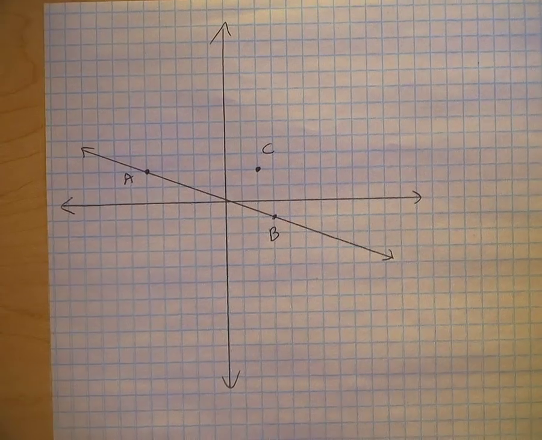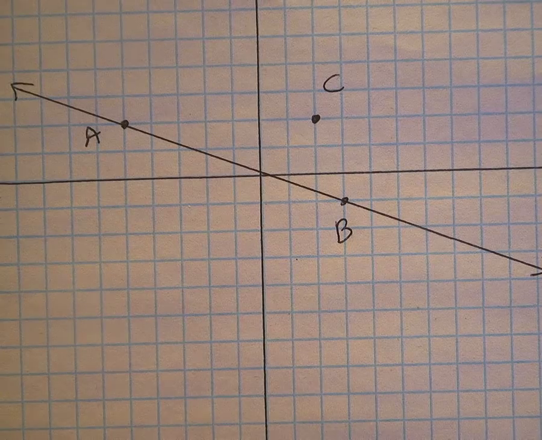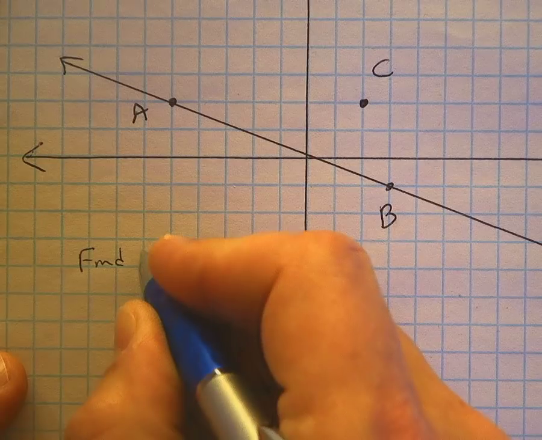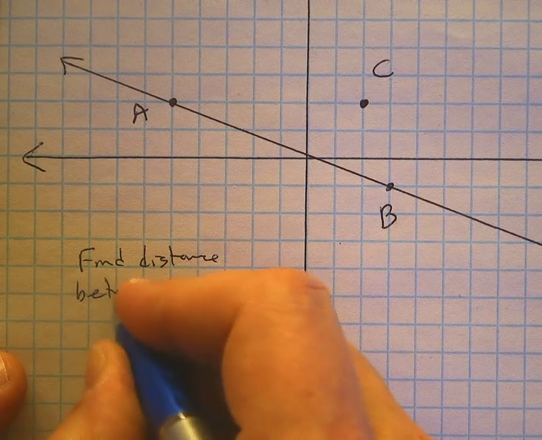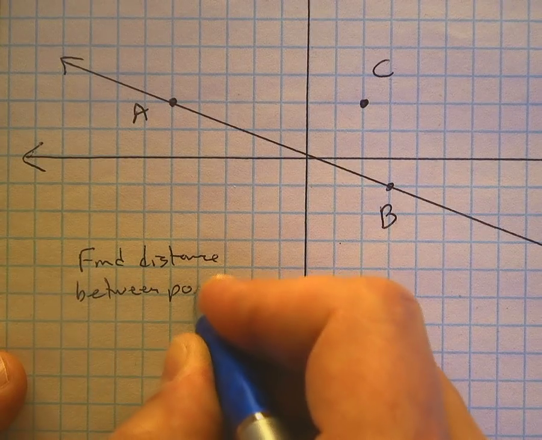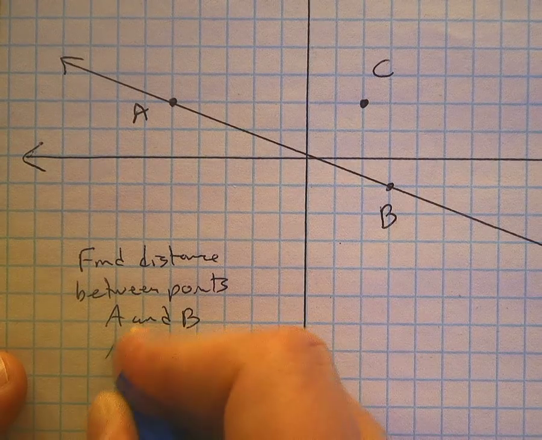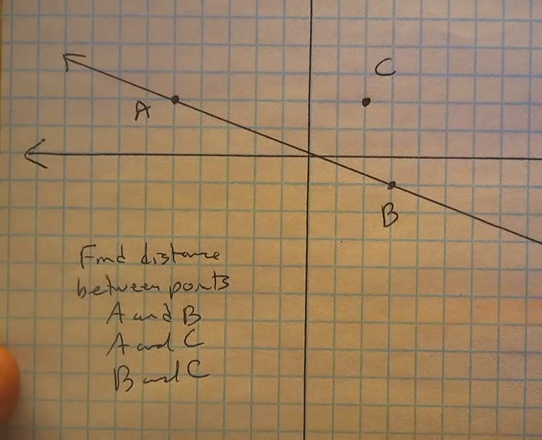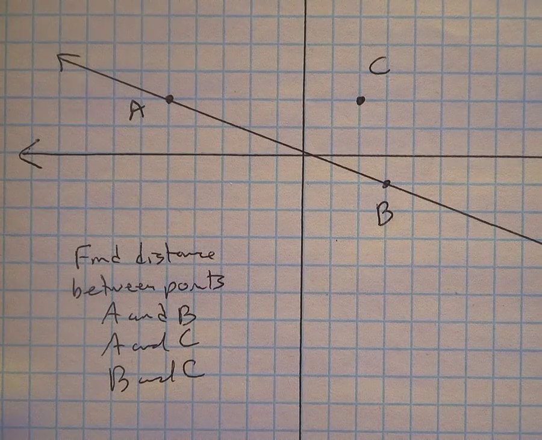First of all, take out a sheet of graph paper. I'd like you to graph these points right here. So the first thing I'd like you to do is we're going to find some distances. I want to find the distance between points A and B, A and C, and B and C. So I want to find the distance between all those points. I'm going to use a different color so you can see this.